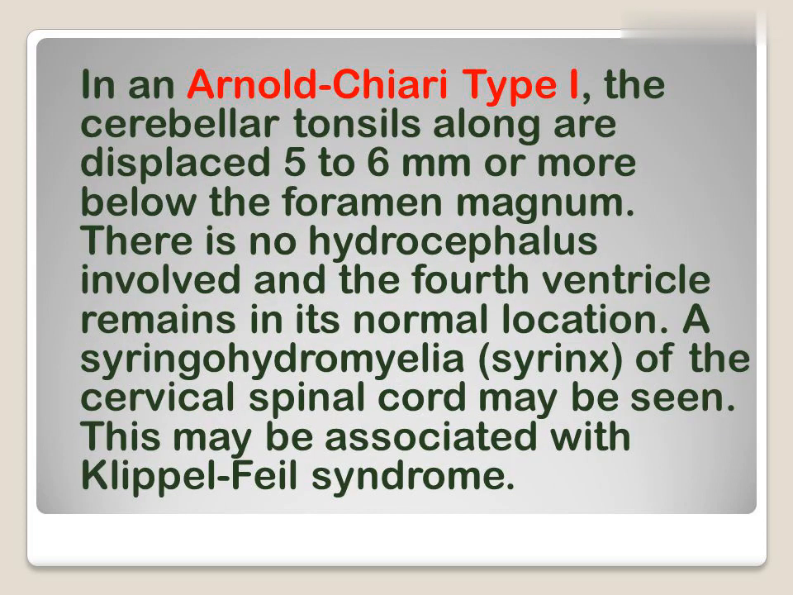In an Arnold-Chiari type I, the cerebellar tonsils alone are displaced 5 to 6 mm or more below the foramen magnum. There is no hydrocephalus involved and the fourth ventricle remains in its normal location. A syringohydromyelia, syrinx, of the cervical spinal cord may be seen. This may be associated with Klippel-Feil syndrome.